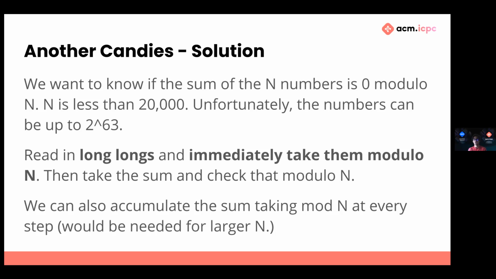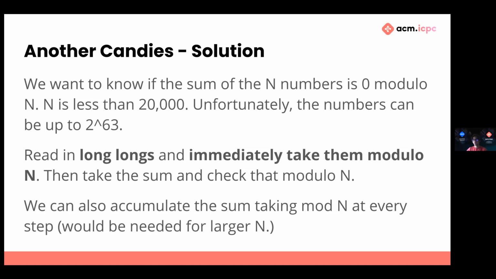Also, let's say you read in all of the children's candies in long longs and added them up, you would still run into overflow, because the number of candies that a single child can have is up to 2^63, but you can have 20,000 children. In that case, if you multiply 20,000 by 2^63, you would overflow even a long long. So the way to avoid running into overflow is to take the mod at every intermediate step. Whenever you add a new child, you immediately mod and continue.